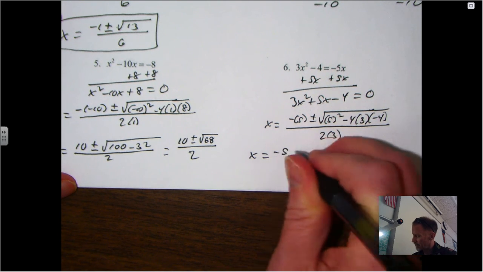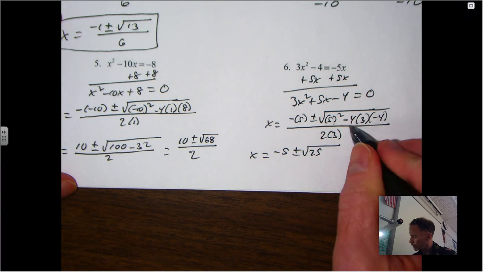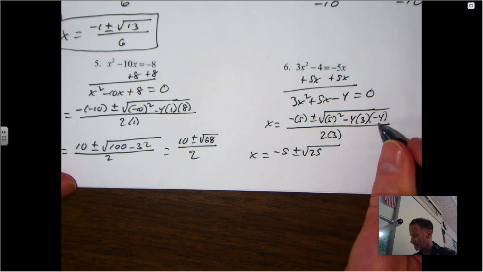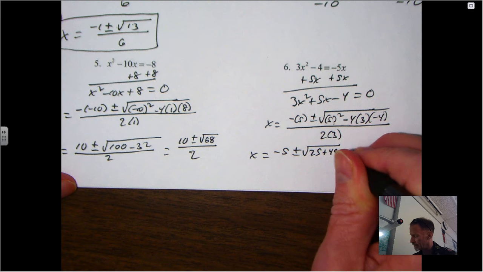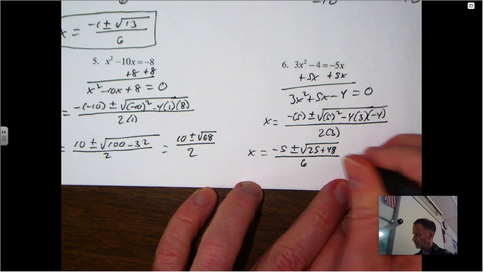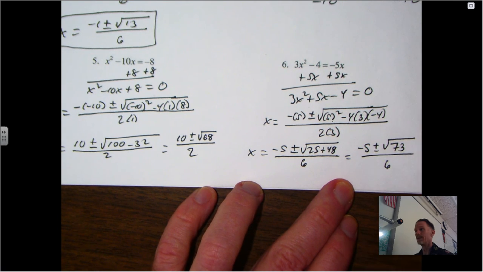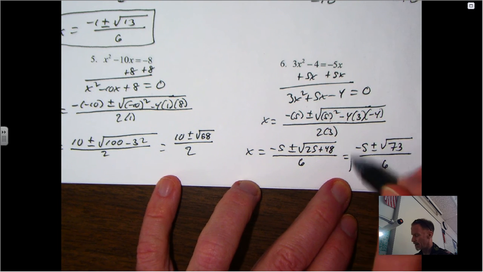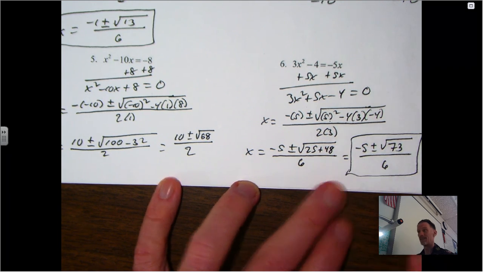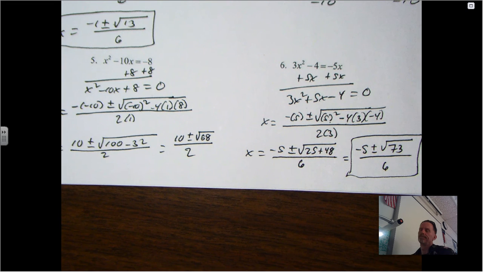X equals -5 plus or minus the square root of 25. -4 times 3 is -12. -12 times -4 is positive 48. All divided by 6, which is equal to -5 plus or minus the square root of 73 over 6. And this is another one. 73 is a prime number, cannot be simplified, so that would be my final answer, as simple as it gets. Number 1, 2, 4, and 5 could be simplified, but again, we're all about mathematical equivalence.